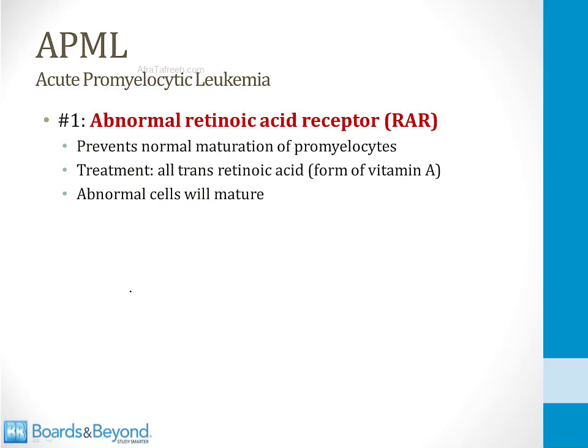There are two special clinical features of acute promyelocytic leukemia that you should be familiar with. The first one results from the presence of abnormal retinoic acid receptors on the malignant cells. This is a result of that chromosomal translocation we talked about on the last slide. These abnormal receptors prevent the normal maturation of promyelocytes, and this leads to the acute leukemia. This creates an opportunity for a unique treatment that is only used in APML, that is therapy with all-trans retinoic acid, a form of vitamin A.